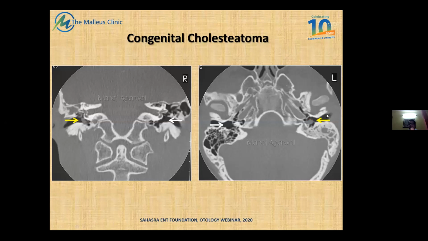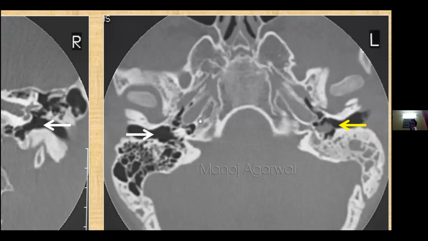In fact, I'll zoom in over here. This is a better picture. Again, similar to that jugular bulb that we had seen. Can you see the congenital cholesteatoma actually in contact with the undersurface of the tympanic membrane? So you can see the cholesteatoma in contact with the undersurface of the tympanic membrane, correct?